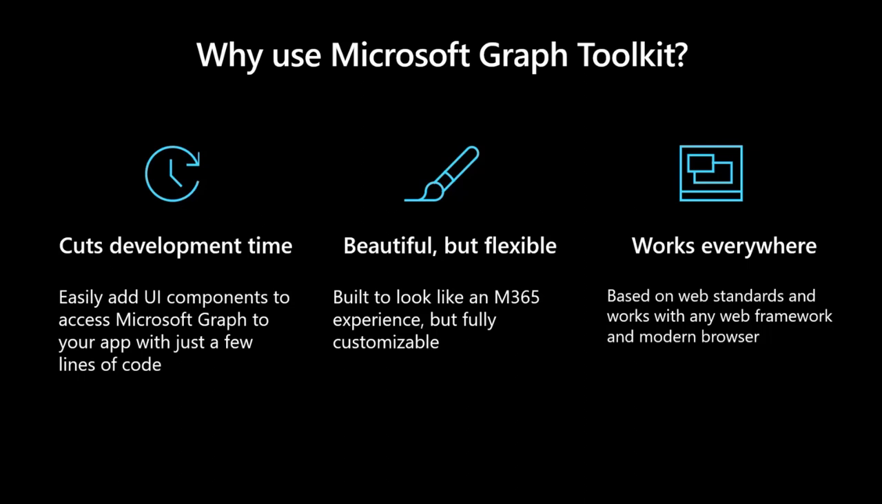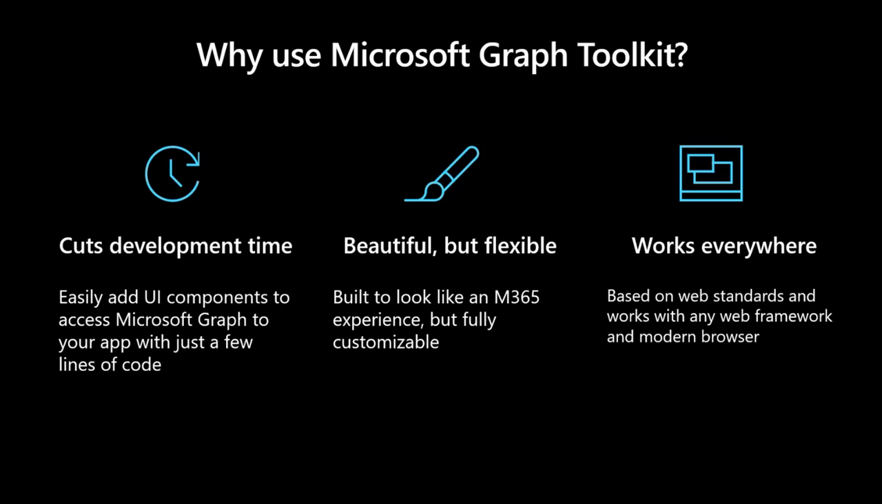They're beautiful, but they're flexible. Our components are built to look like M365. And you're going to see in this session that they look even more like M365 in our future version. But they're fully customizable. So if you want to make them look like your own brand, you can do it. And they work everywhere. So that's why you want to use the Graph Toolkit. So let's move on directly to what's new for V3.